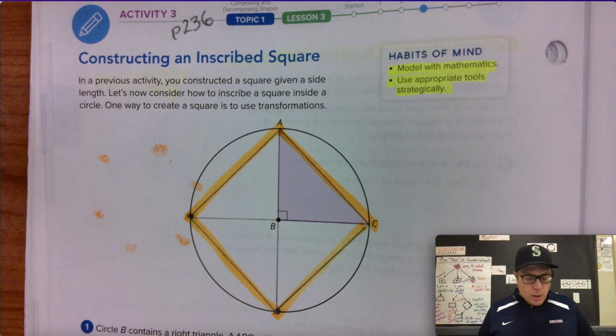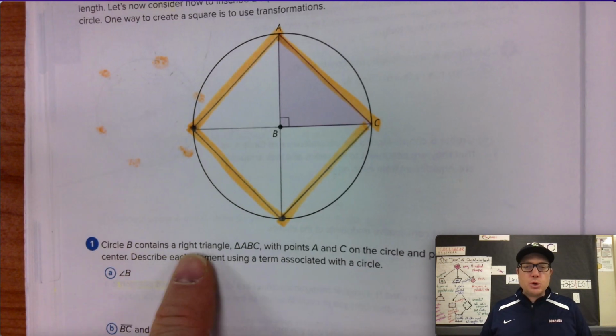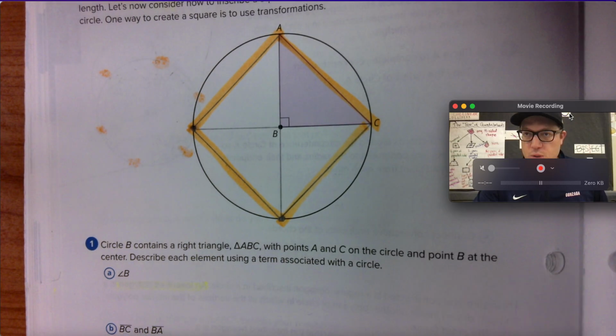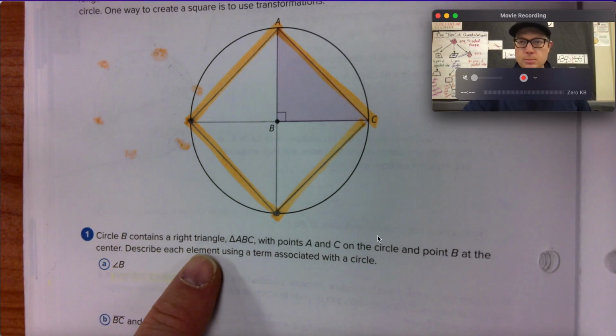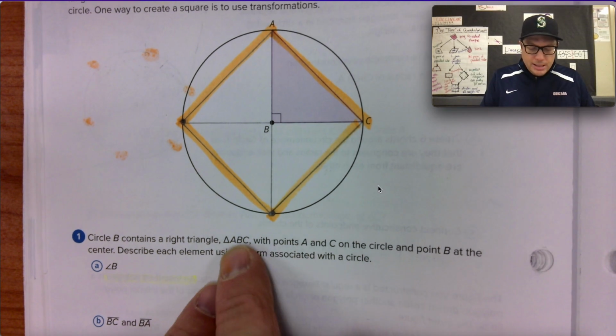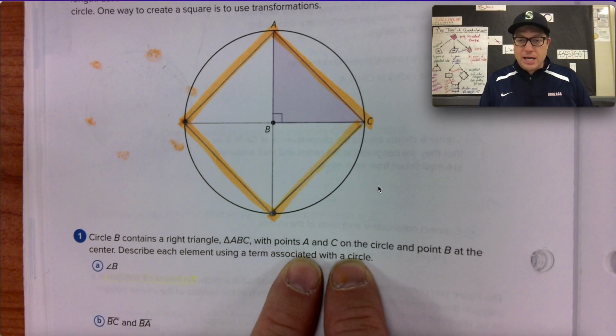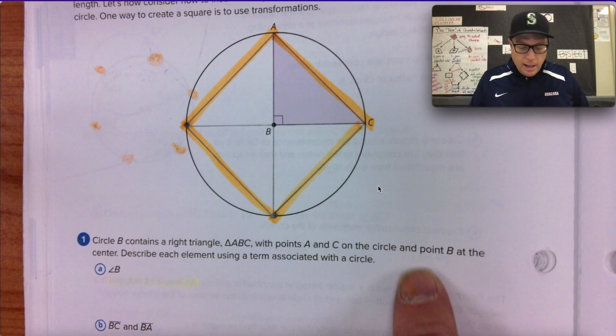Okay, let's keep going. Circle B contains a right triangle, ABC. Move this up here out of the way. Triangle ABC, did that go away? I want that to go away. Okay. Triangle ABC with points A and C on the circle, there they are, and point B at the center.